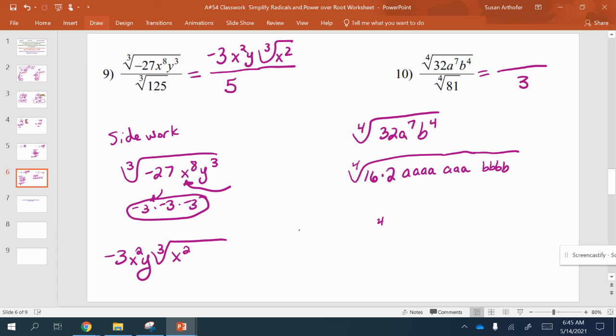So who's in and who's out for this one? 4th root of 16 is 2. This 2 stays in. There were 7 A's. So I get one of these A's out. And these 3 have to stay in. And it takes 4 to get out. So I get a B out. So that's what's going to go in our numerator.